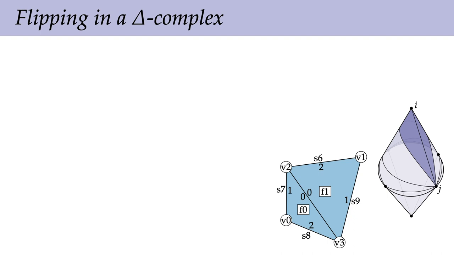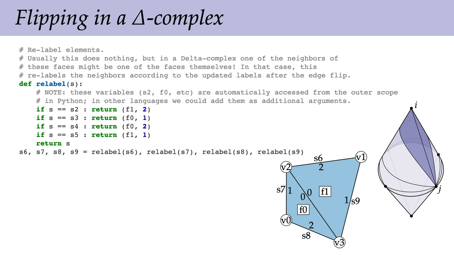And in that case, we have a problem with our edge flipping routine as written, because these face sides on the inside get relabeled by the edge flip. All we need to do to fix this is go through and update the labels accordingly. So if any of these outside neighbors like S6, S7, S8, S9 are actually one of the face sides that we relabeled by doing the edge flip, then we need to update the value of that variable to be the new label for that face side. And as long as we do this before updating the glue map, then our whole edge flipping routine will work correctly, even in this case of a delta complex.